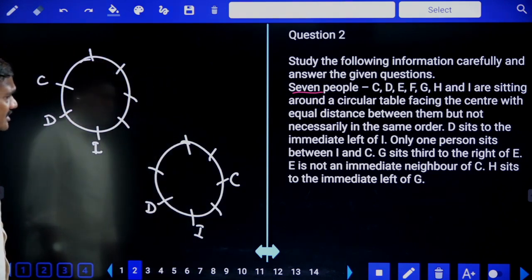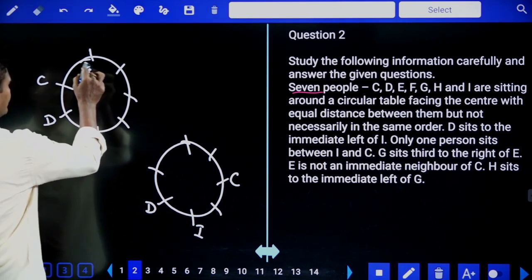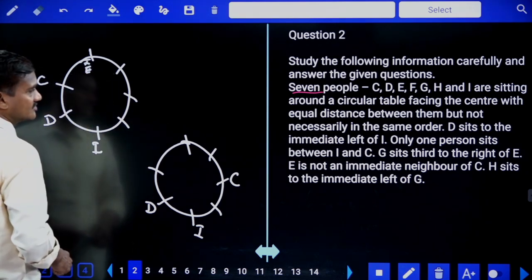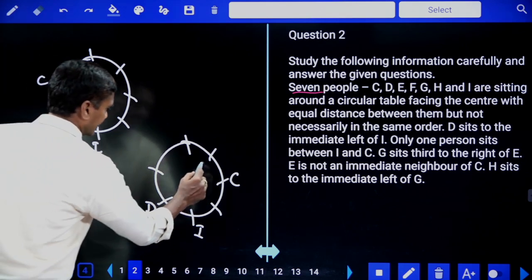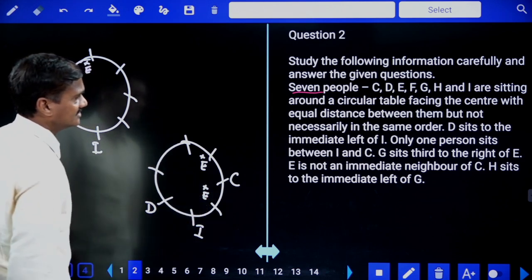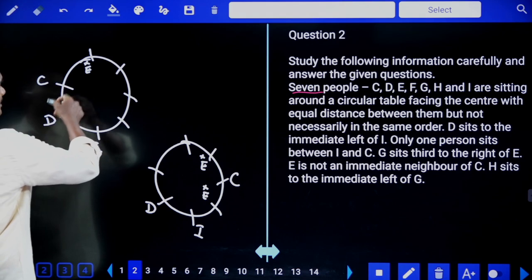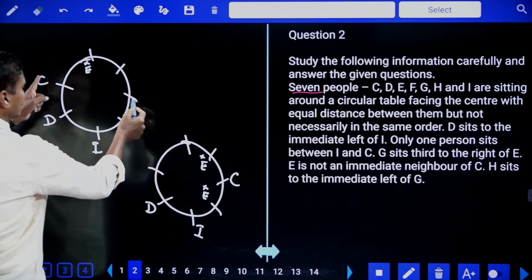G sits third to the right of E. E is not an immediate neighbor of C, so E cannot be in these two places. Then what about G? G sits third to the right of E. Wherever E is, if G is third to the right, it is not possible.